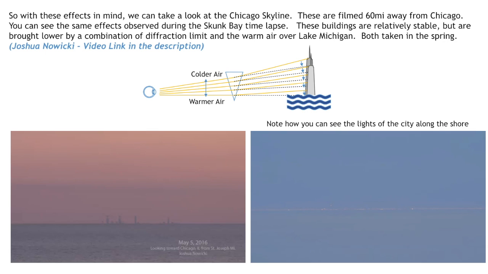And both of these images are taken in the spring, but you can kind of see somewhat of the wavy appearance of the buildings, just like we saw in the SkunkBay footage. But again, these buildings are lost by a combination of this upward refraction of this warm air layer over the water, bringing these buildings somewhat lower down, just like the oil rigs, and an angular resolution limit that is cutting off parts of the lower aspects of the buildings. So let's look at these now.